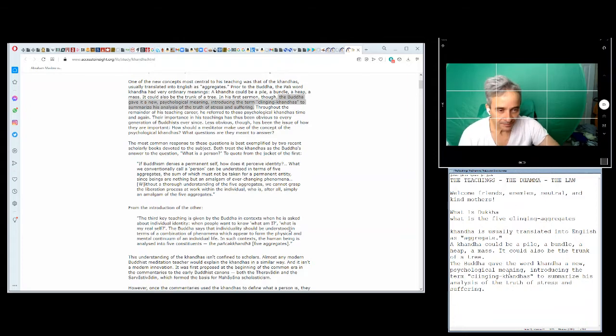Gave the word khanda a new psychological meaning, introducing the term clinging khandas, or clinging aggregates, to summarize his analysis of the truth of stress and suffering.